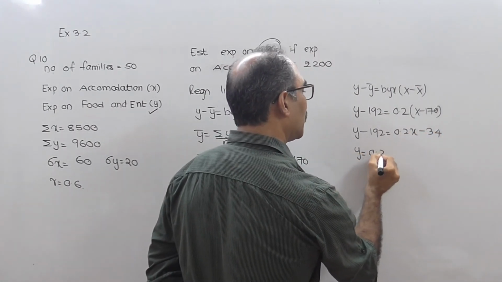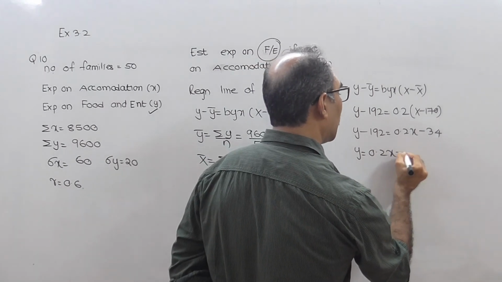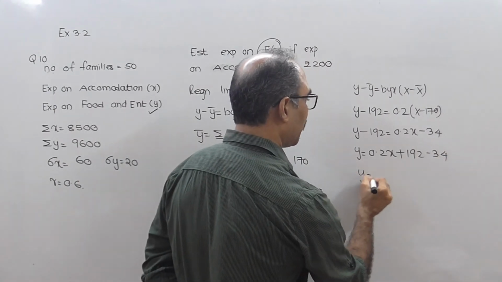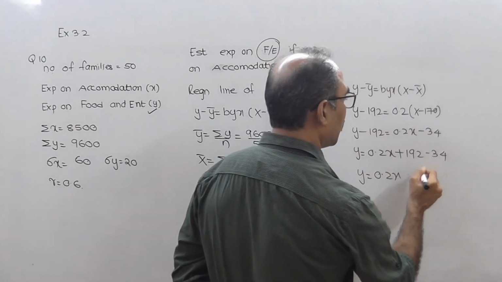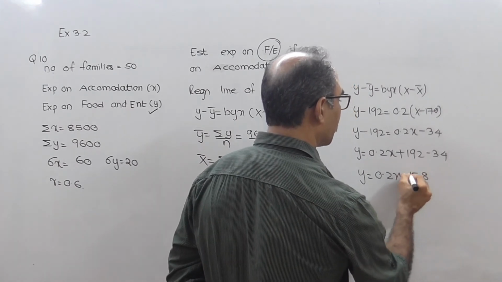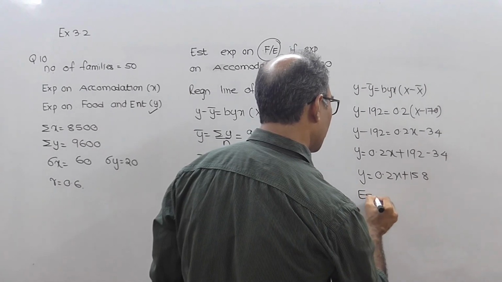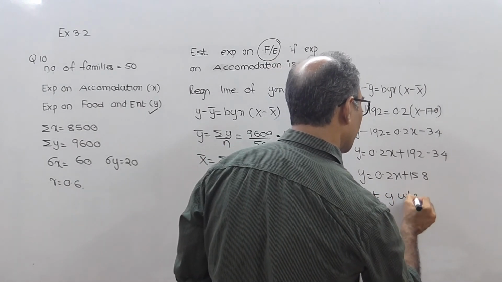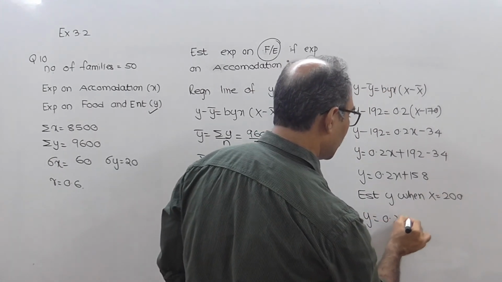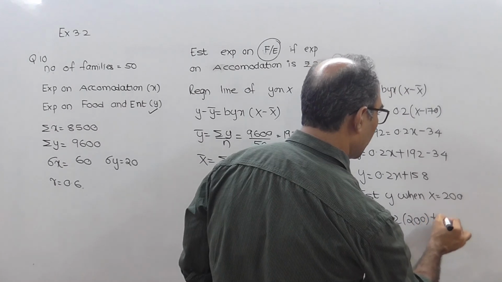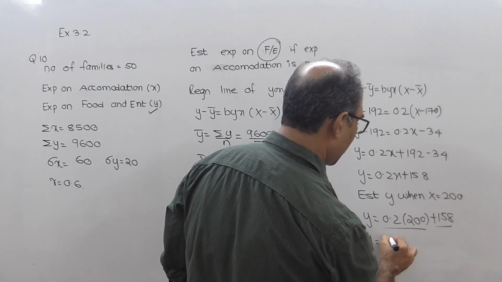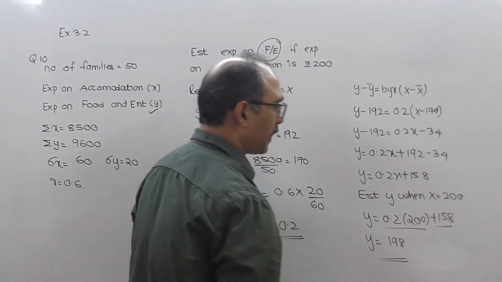So we get y equal to 0.2x plus 192 minus 34. So we get y equal to 0.2x plus 158. We have to estimate y when x equals 200. So y equals 0.2 into 200 plus 158. This is 40, this is 158. I think the answer will be 198.